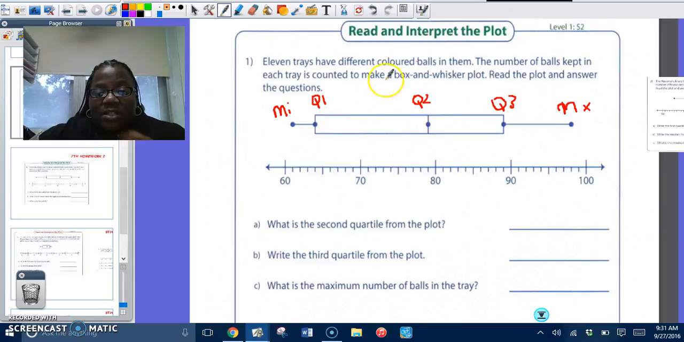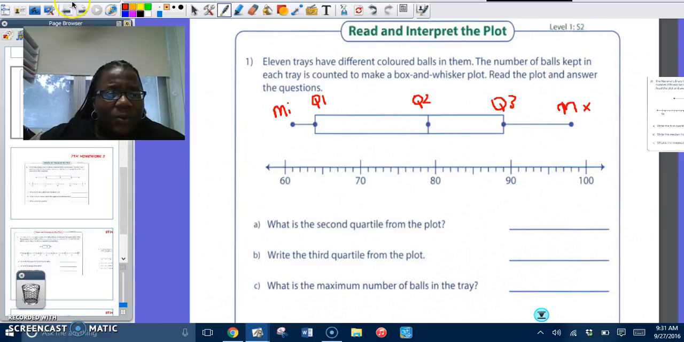Question A, what is the second quartile from the plot? So all you have to do is look at the second quartile and what number it falls into. Now remember, I was talking about in class, it's a lot easier to see these if you're looking at a ruler, so you can line up your dot against the number line and get a more accurate reading.